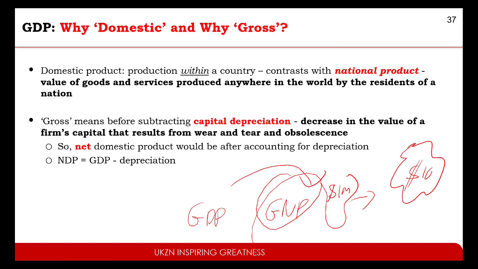Gross means before subtracting capital depreciation, the decrease in the firms' capital that results in obsolescence. So net GDP would account for depreciation. GDP, when you look at this figure, doesn't include depreciation.